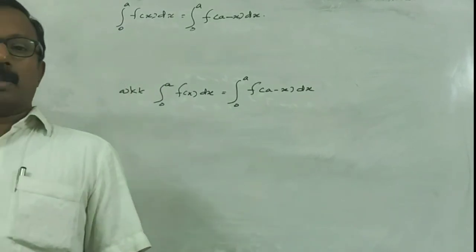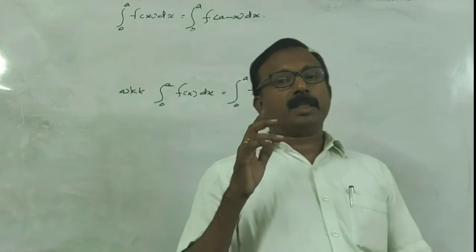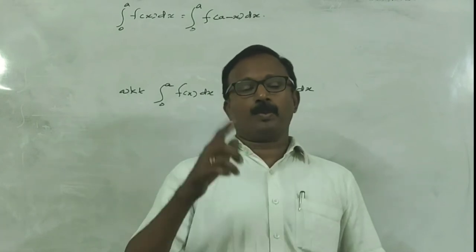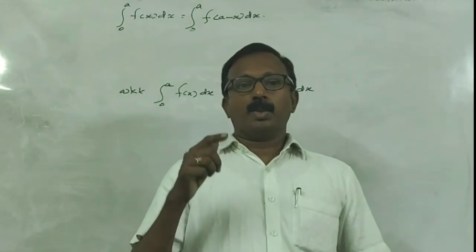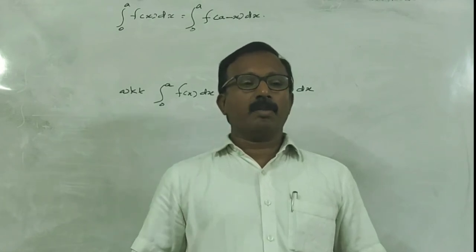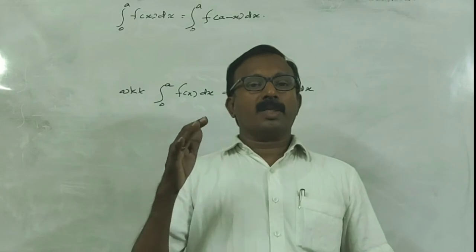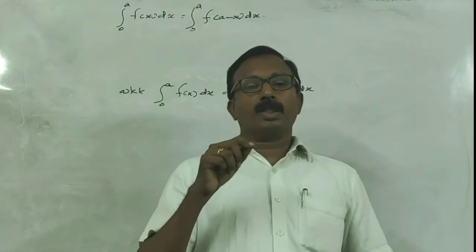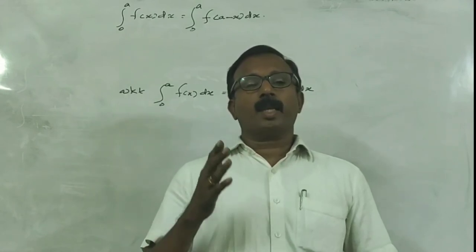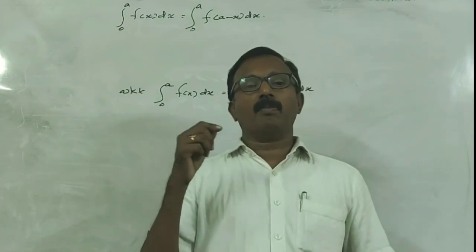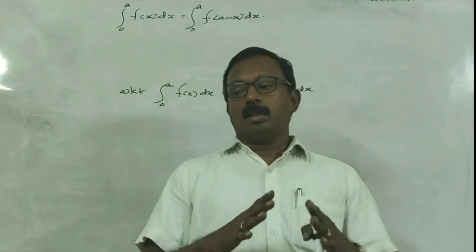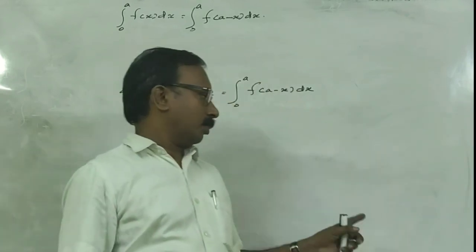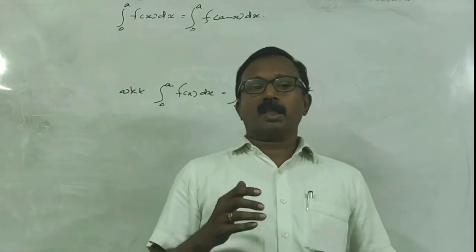There are so many questions using this result. That is, sin raised to n x divided by sin raised to n x plus cos raised to n x; cos raised to 5 by 2 x divided by cos raised to 5 by 2 x plus sin raised to 5 by 2 x, integral 0 to pi by 2. Similarly, integral 0 to pi by 2 sin raised to 3 by 2 x divided by sin raised to 3 by 2 x plus cos raised to 3 by 2 x. Similarly, integral 0 to pi by 2 root cos x by root cos x plus root sin x, and integral 0 to pi by 2 of 1 by 1 plus root tan x into dx. These are all questions using this result, and the answer of all these questions is pi by 4. Therefore, it is very important for entrance exams.